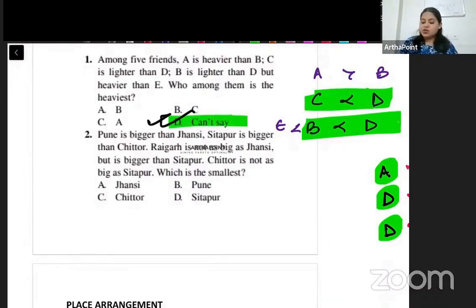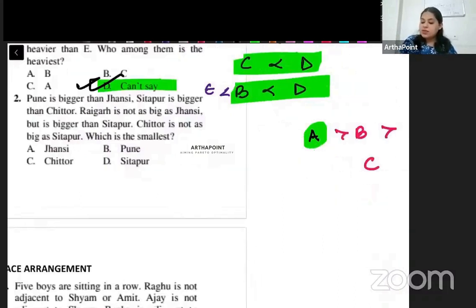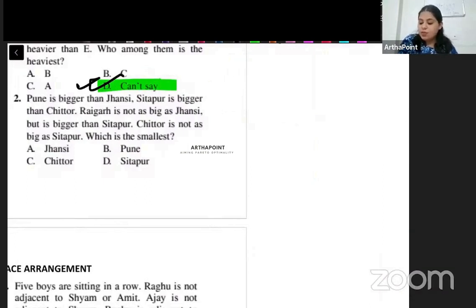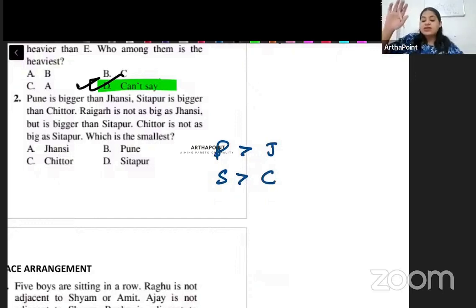Okay, come to the next question, beta. Pune is bigger than Jhansi. Let's try this with me. Sitapur is bigger than Chittor. Raigad is not as big as Jhansi. So that means Raigad is smaller than Jhansi, so Jhansi is bigger than Raigad. Okay. Chittor is not as big as Sitapur. We know Sitapur is bigger than Chittor.